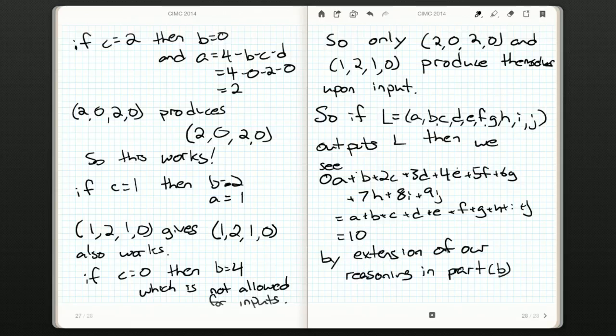So the exact same thing, just an extension of our reasoning from part B. You could write it out again if you wanted to. I've elected not to. But we get the exact same sort of equation. It's just a little longer, so it's B plus 2C plus 3D plus 4E plus 5F plus 6G plus 7H plus 8I plus 9J equals 10. That's going to be the important thing.